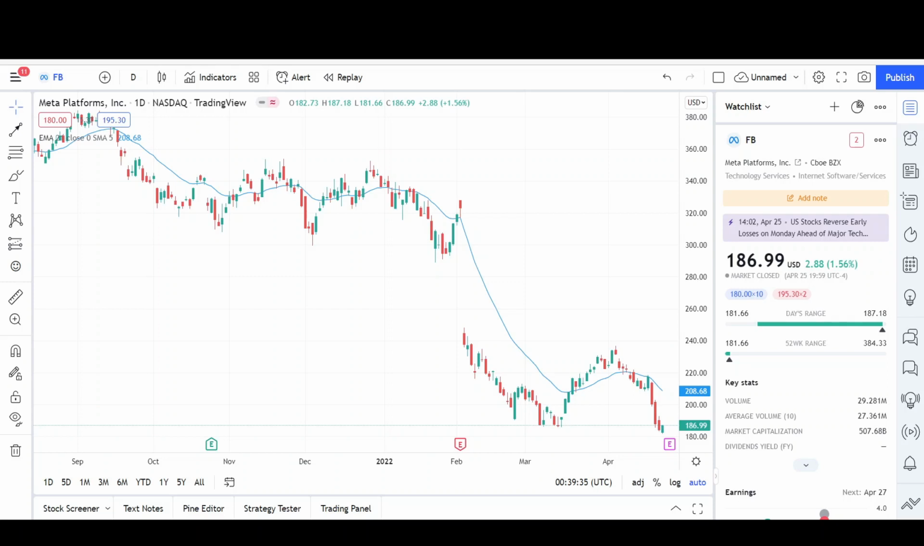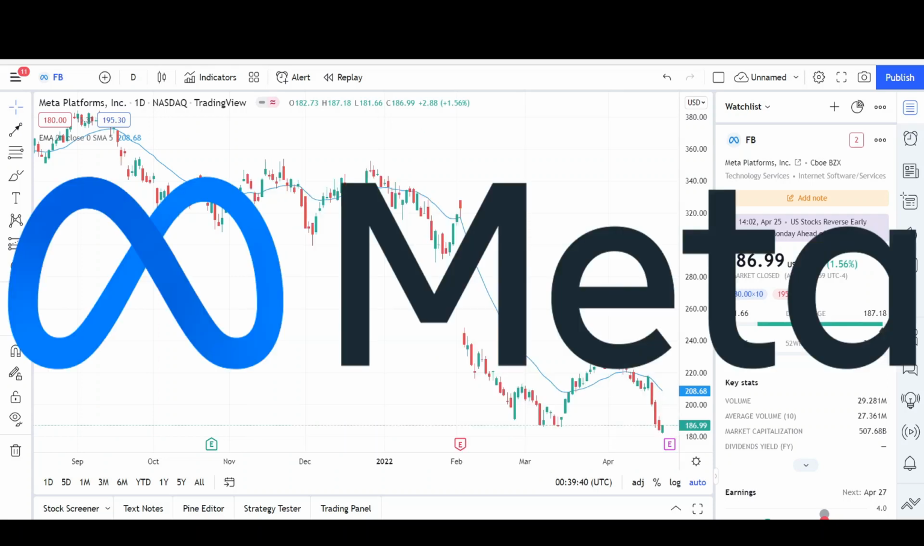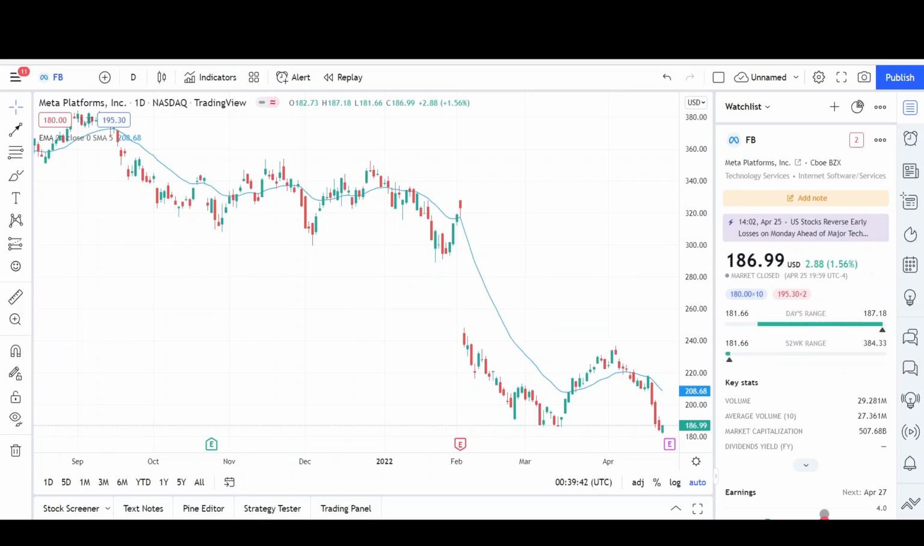What's up, traders? This is Vee Trades, and today I'll be doing a technical analysis breakdown of Meta Platforms with the ticker symbol FB.